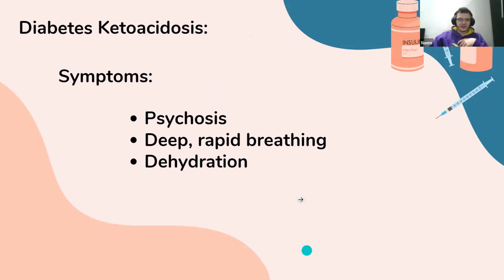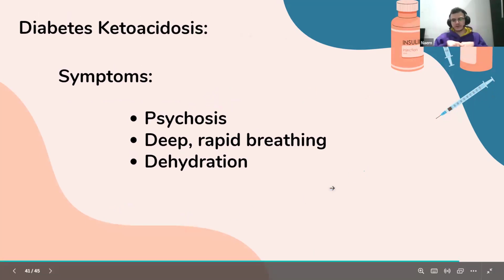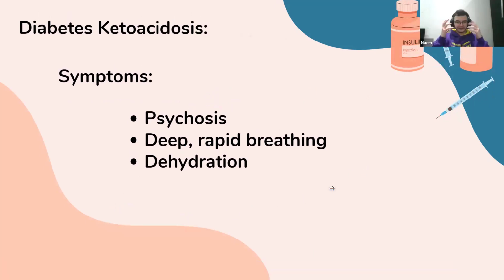Psychosis, which is basically like hallucinations. You start seeing things, you can't think well. Basically, your brain is not functioning as it should. Deep, rapid breathing, as we said, due to hyperventilation because you are in an acidosis stage. Remember, when you are in an acidosis stage, you start ventilating more than you should, basically to get rid of CO2, which is an acid.